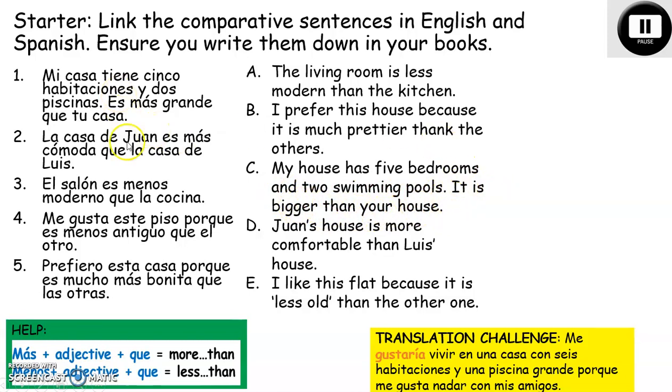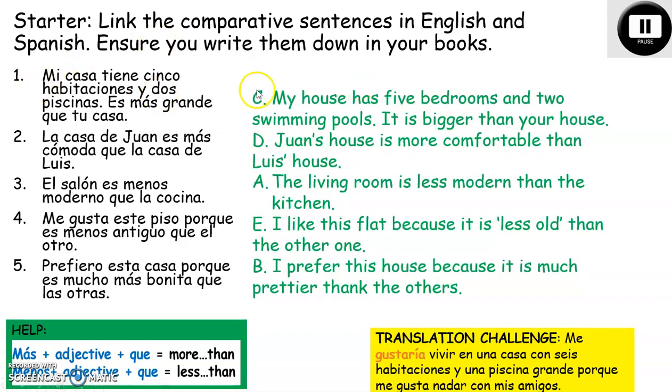Look out for clues in the Spanish to make it easier to link to the English. Okay, so I'm going to pause for a second so you know to pause your screen and then we'll see how you did. Mark yourselves out of 5.